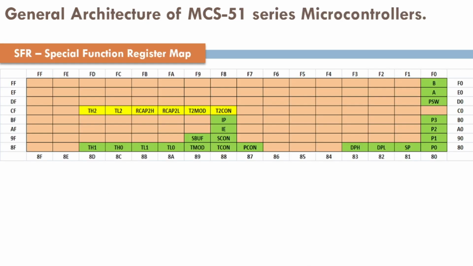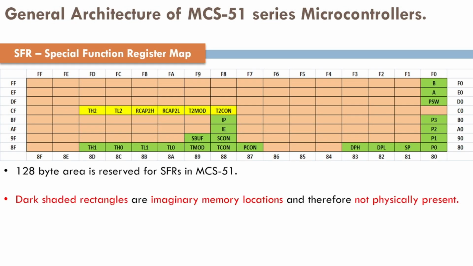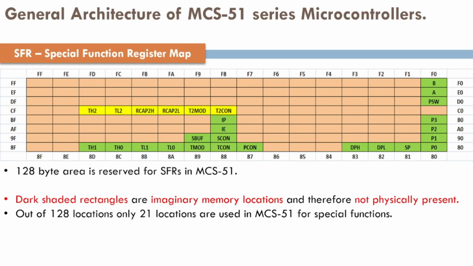Now let us examine the special function registers in the Intel 8051. We'll also explore the advantages of the MCS 52 series over the MCS 51. In the MCS 51, a 128-byte area is reserved for SFRs. The dark-shaded rectangles represent imaginary memory locations and are not physically present. Out of the 128 locations, only 21 are used in the MCS 51 for special functions.